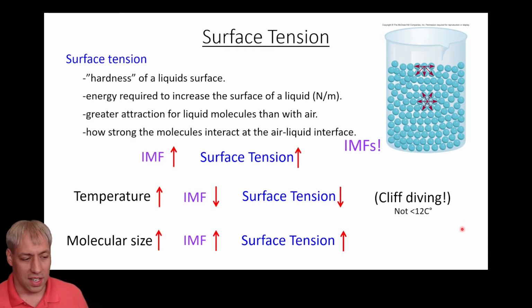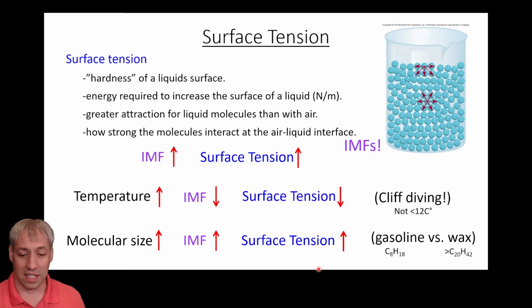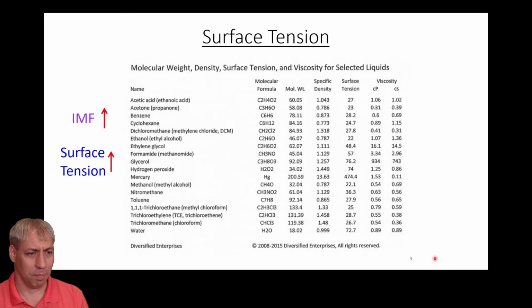Just like viscosity, molecular size matters, intermolecular forces matter. The bigger the molecule, the greater the intermolecular forces, the higher the surface tension. Again, you can think about gasoline versus wax. Gasoline is a liquid. Wax is going to be a solid. It's a little bit mobile, but for the most part it's a solid at room temperature. So obviously diving into wax would hurt a lot more than gasoline.